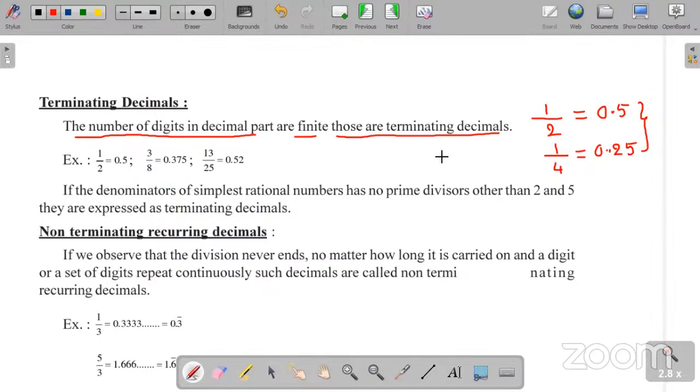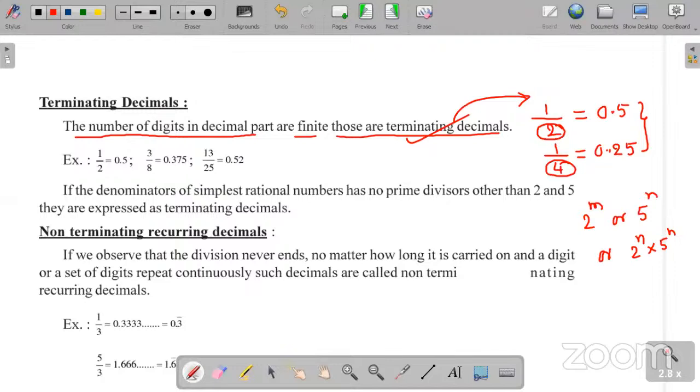These two are said to be terminating decimals. See, for example, 1 by 2, 3 by 8, 13 by 25. Otherwise, if the denominators are in the form of 2 to the power of m or 5 to the power of n, or both, 2 to the power of m into 5 to the power of n, then they are terminating decimals.